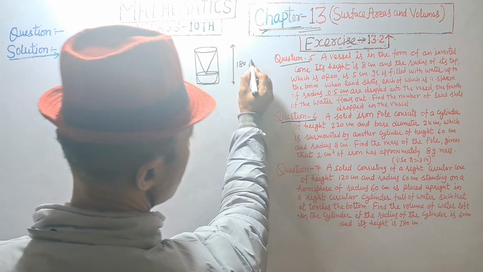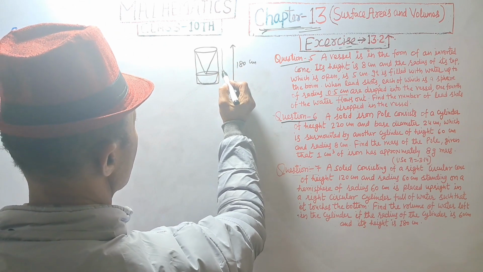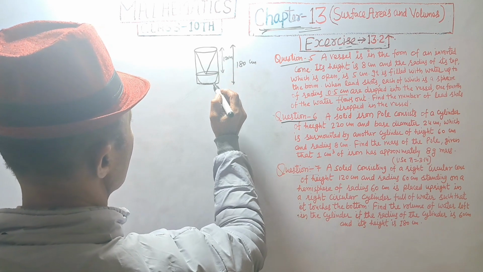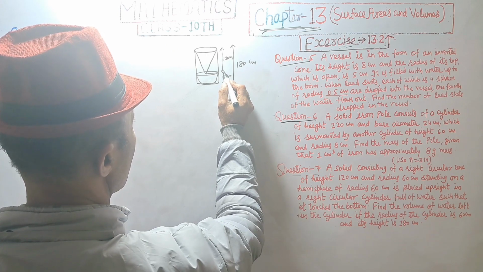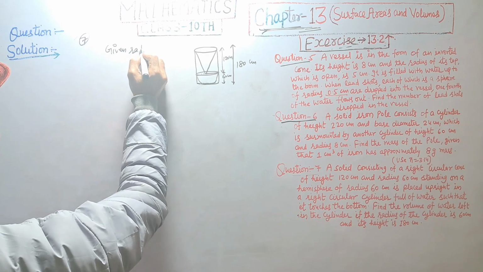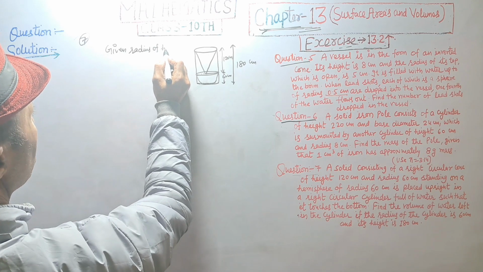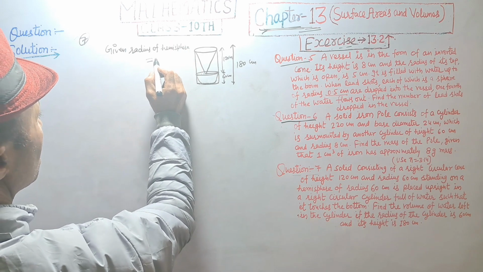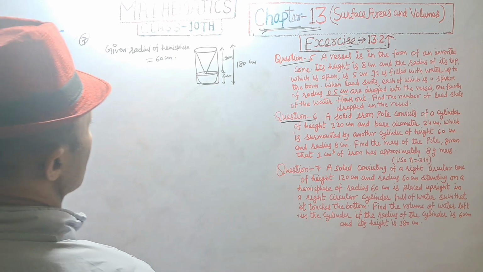180 centimeter. 120 centimeter is the height of the cone, and 60 centimeter. Given: the radius of the hemisphere is equal to 60 centimeter.